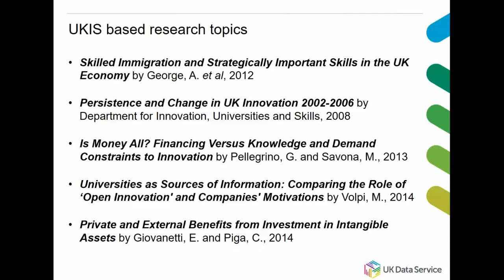When we look at some of the research that has come out of the use of the UKIS, these are a few of those. I mean, this is a tiny snapshot, really. It's what we can get on a slide, but I think this shows the sort of range of things that you can do with UKIS. So we have stuff here on immigration, persistence and change, financing versus knowledge, universities, and intangible assets. And that's just 5 out of many publications that have come out of using the UKIS. It really is a very small selection, just to give you an idea of the range of things you can do with it.